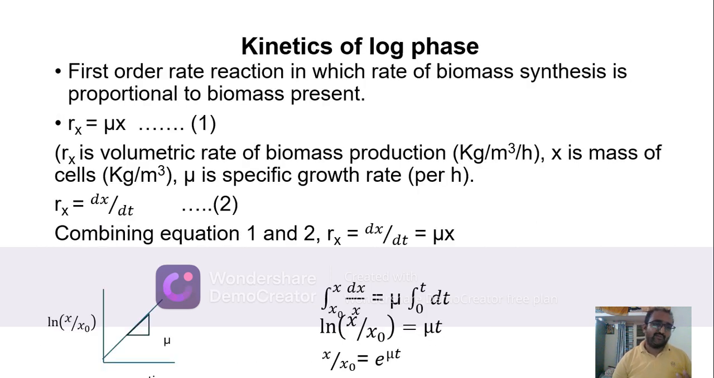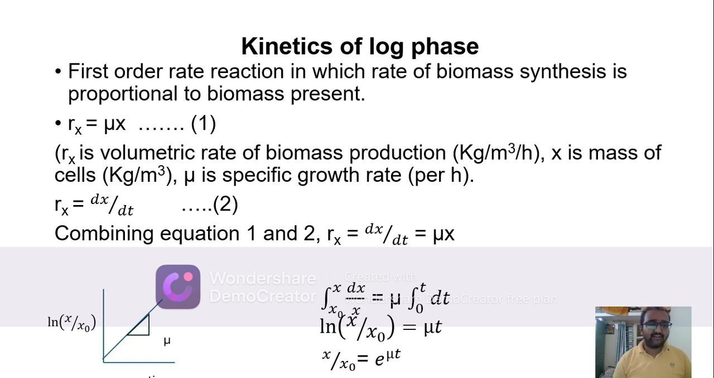Now, the kinetics of the log phase. The kinetics of the growth or exponential phase follows a first order reaction, where the rate of biomass synthesis is proportional to the biomass present. In equation 1, Rx = μx. Rx is the volumetric rate of biomass production, with units of kg per meter cube per hour, x is the mass of cells in kg per meter cube, and μ is the specific growth rate per hour.